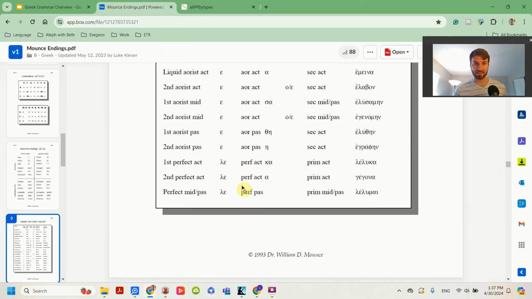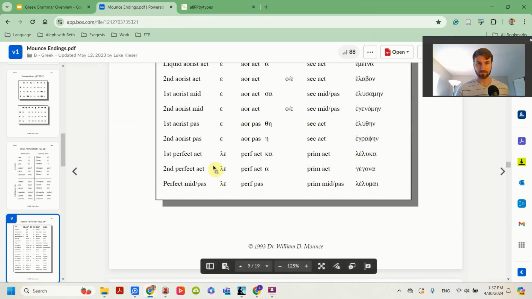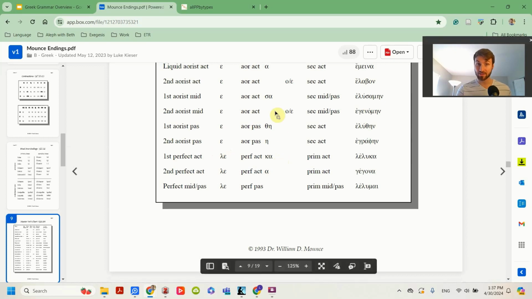And then here we have the perfect, which uses the perfect active with the primary active endings. Okay, and then also adds the le, which means reduplication. We'll get into that. And ka, which is the tense formative. So similar to how aorist uses sa, perfect uses ka.